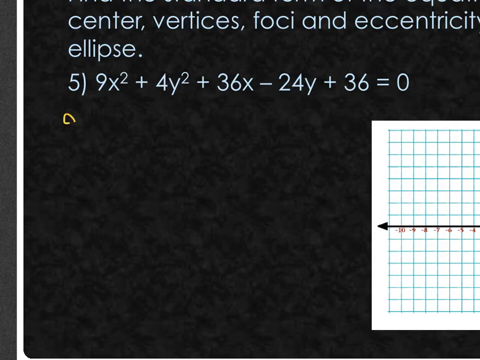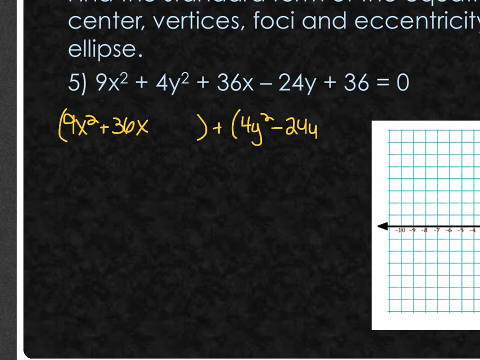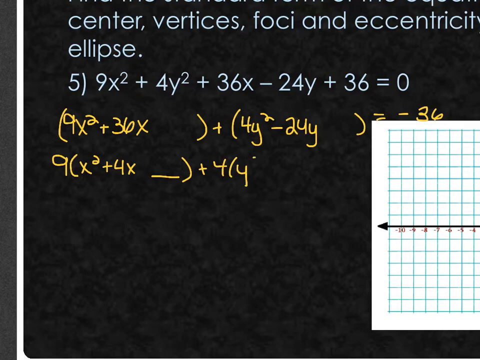So when I group them, I get 9x squared plus 36x plus 4y squared minus 24y equals negative 36. So I bump the constant to the other side. Now these both have something on the squared, so I've got to take it out. So this would be 9 times x squared plus 4x, leave the space. 4 times y squared minus 6y, leave the space, equals negative 36.